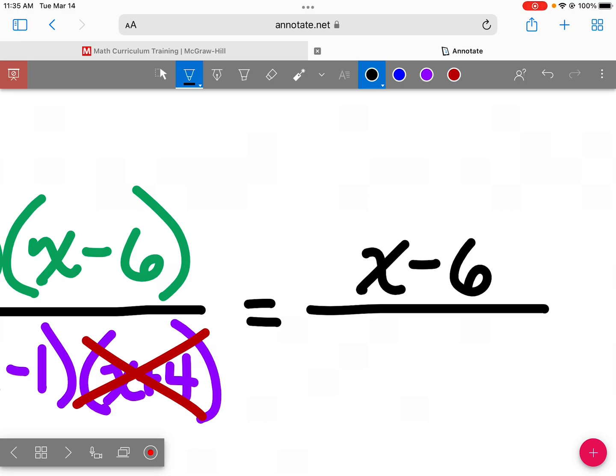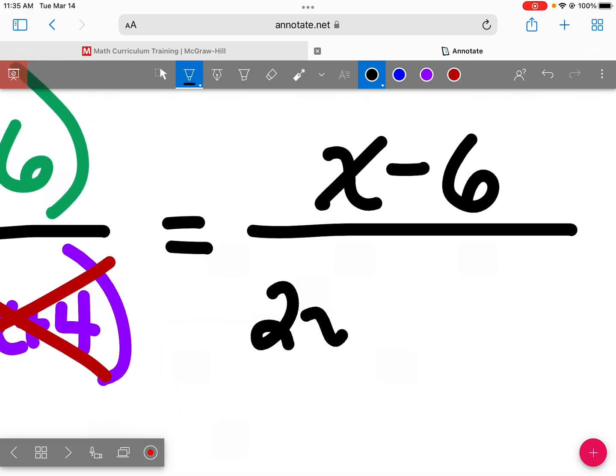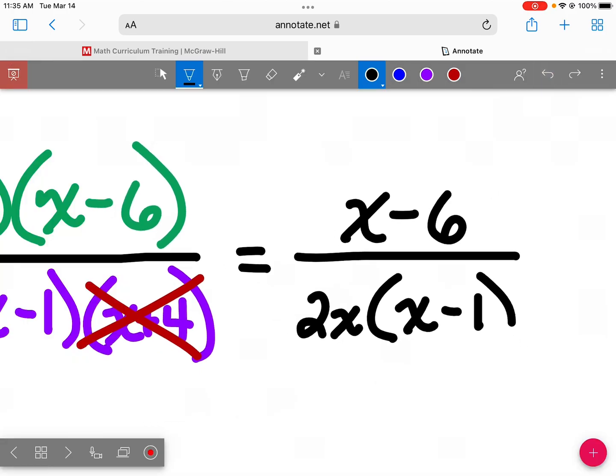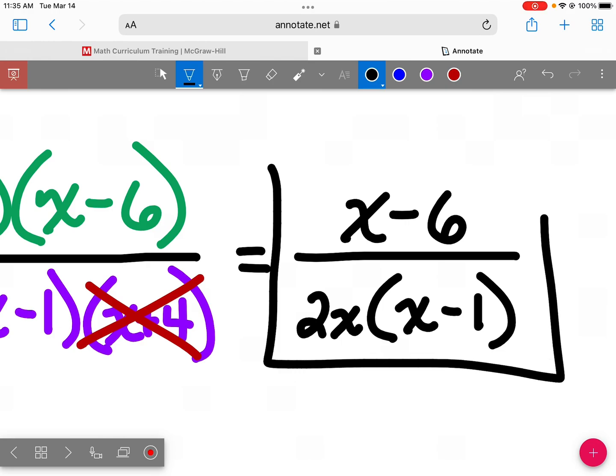How many factors do I have left on the bottom? 2. 2x doesn't have to go inside parentheses, but the x minus 1 does. This would be my fully simplified rational expression.